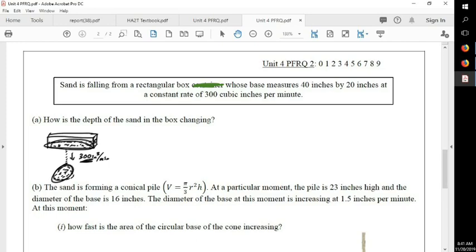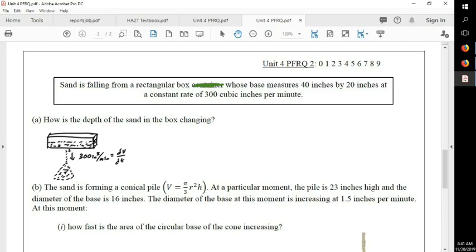We understand that, right? If we were talking about the sand inside the box, is this rate positive or negative? Negative. And if we're talking about the sand inside this cone, is it positive or negative? Positive. Okay, so that's valuable to know that this is dV/dt. That might come in handy at some point during this problem.